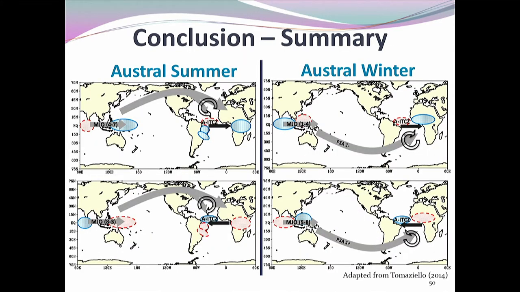Then this is a summary for austral summer and austral winter here. For weak events, in red we have suppression of the convection, and for intense events, you can see they have almost the opposite signal. And here, for weak events, we have the PSA first mode negative phase.